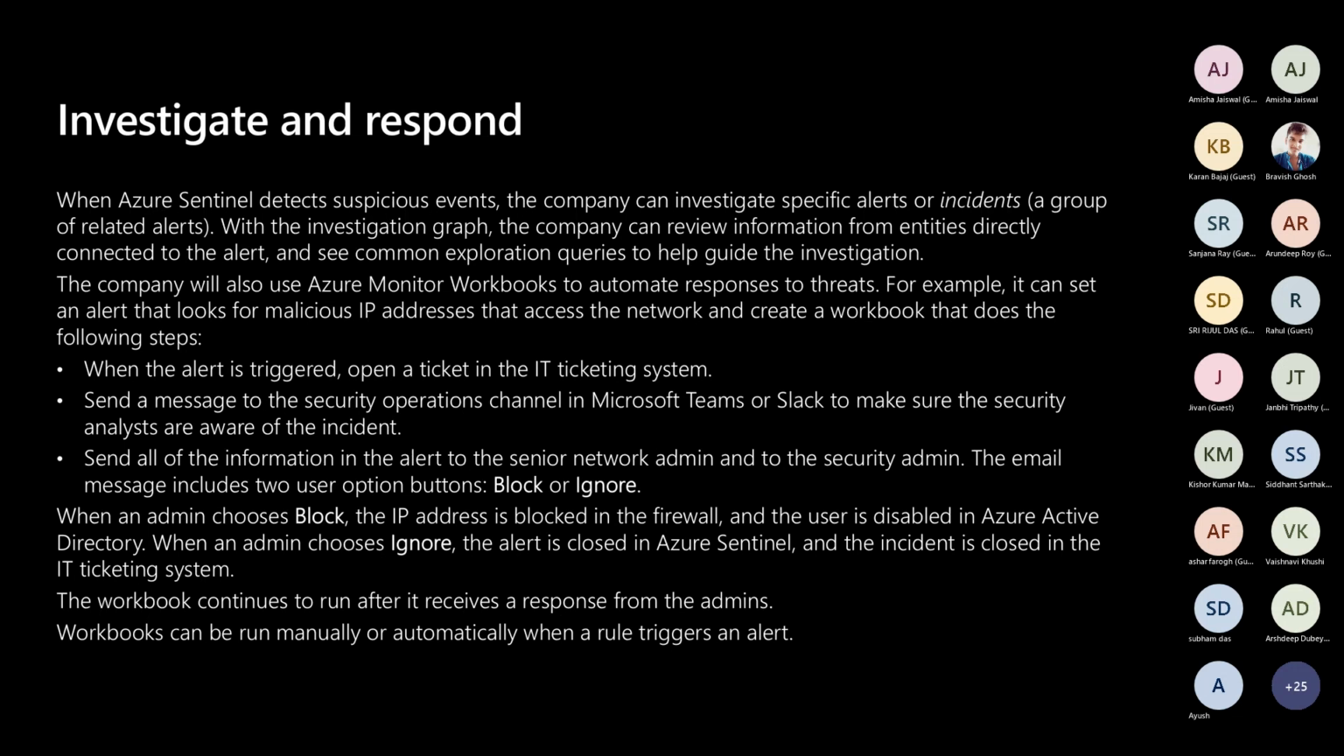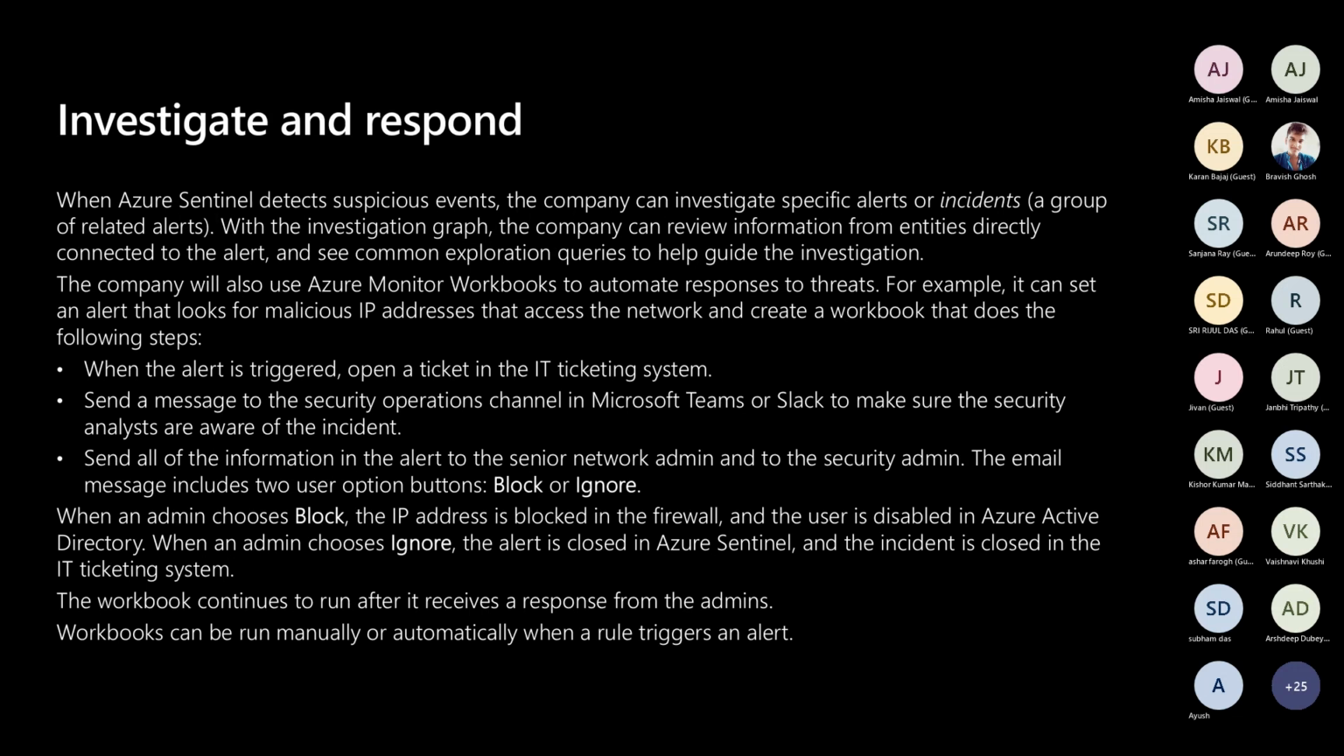It can set an alert that looks for malicious IP addresses that access the network and create a workbook that does the following steps. When the alert is triggered, open a ticket in the IT ticketing system. Send a message to the security operations channel in Microsoft Teams or Slack to make sure the security analysts are aware of the incident. Send all of the information in the alert to the senior network admin and to the security admin. The email message includes two user options, block or ignore.